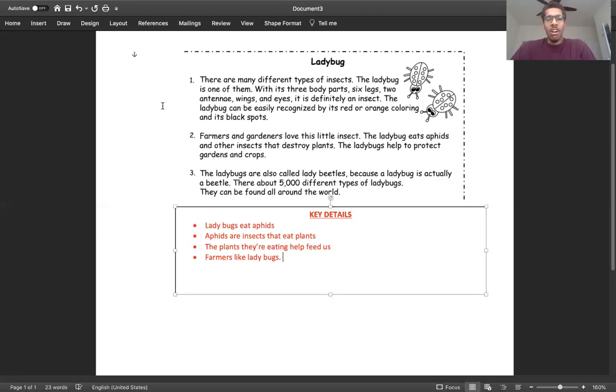Farmers and gardeners, excuse me, friends, love this little insect. The ladybug eats aphids and other insects that destroy plants. Destroy is another word for eating or getting rid of or messing it up. These ladybugs, they're so mean, they just mess it all up. The ladybugs help protect gardens and crops. The ladybugs are also called lady beetles because a ladybug is actually a small beetle. There are about 5,000 different types of ladybugs. They can be found all around the world.